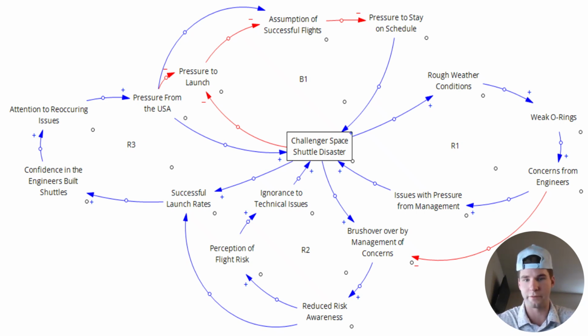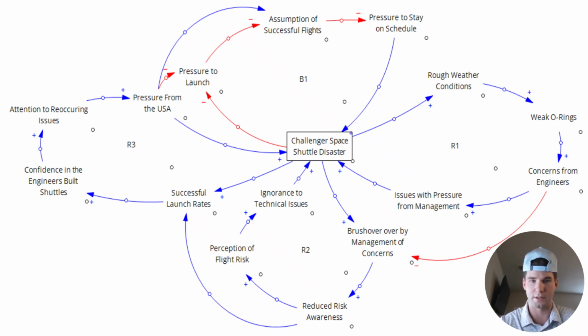And then to the perception of flight risk, with the weak O-rings and all the technical issues they had, the ignorance of technical issues pushed to that. They just bypassed all of this. They didn't make the right calls. They weren't safe enough. The preparation was not good enough, and it was not an all-around successful instance. Back to the reduced risk awareness, it goes back to the successful flights, because yes, they did have some successful flights, but in the end, there was going to be a time where one wasn't right and something went wrong.